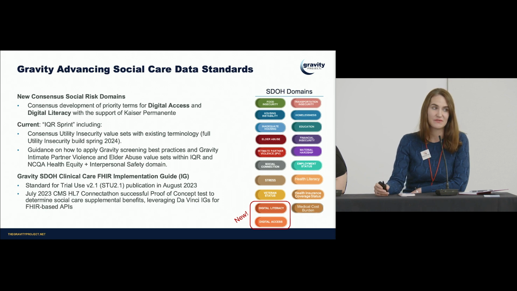And so we're focused right now on supporting a little bit of work on consensus for utility and security value sets with existing terminology, and we'll plan to do some more work next year on that, as well as guidance on how to apply Gravity screening best practices for intimate partner violence and elder abuse value sets, which we've already completed, but we found that there could be some more guidance based on implementation learnings. And so we're here to support that in an interpersonal safety domain.